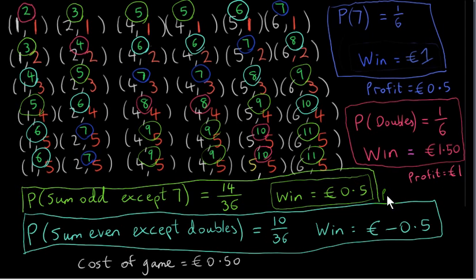The profit here for this event is 0.5, the win 0.5 minus 0.5. The profit is 0. Finally, the profit for this game here, or for this event I should say, is the win minus 0.5 minus the cost of the game. Now minus 0.5 minus 0.5 is minus 1 euros.